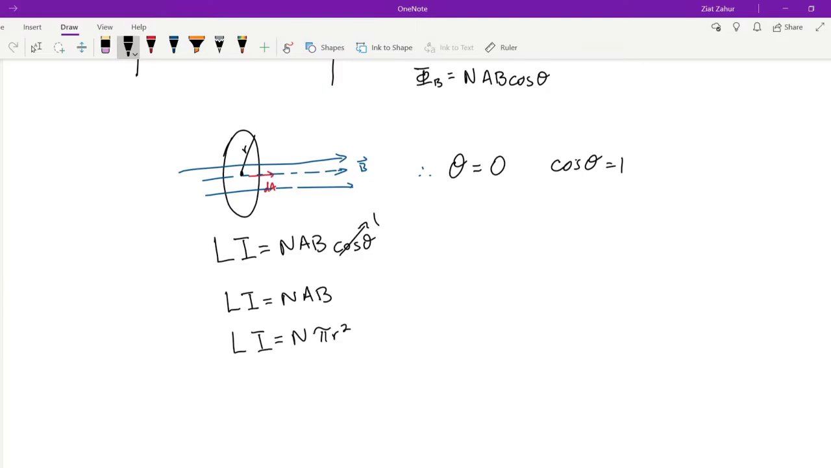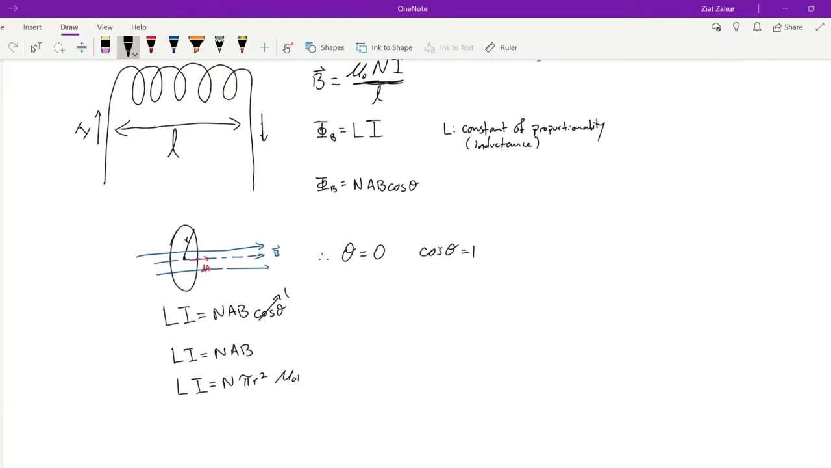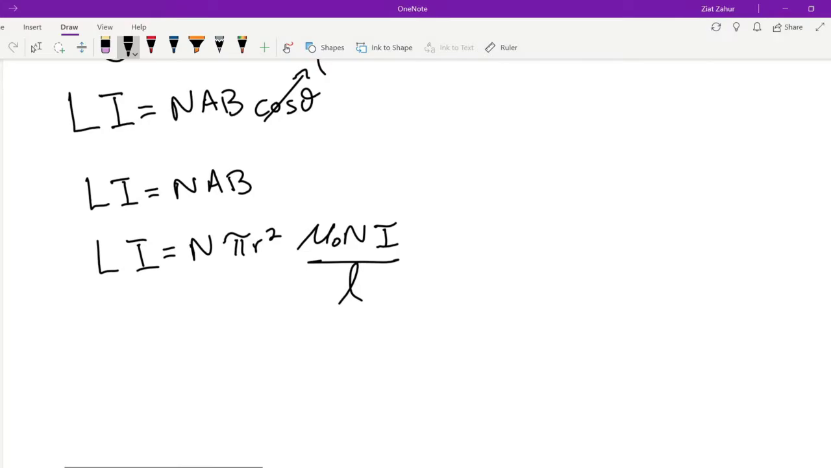is the magnetic field inside a solenoid. So that would be mu naught, well, what do we have? Mu naught n times I divided by curly L being the length of the solenoid. All right, let's go and simplify and solve for L. I get mu naught times n squared times pi r squared over L.